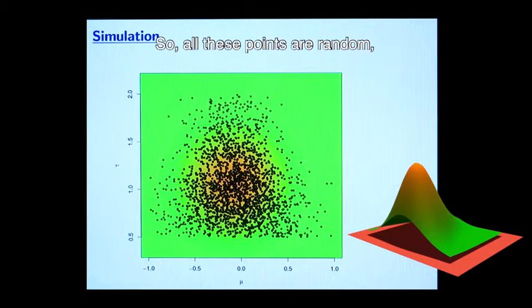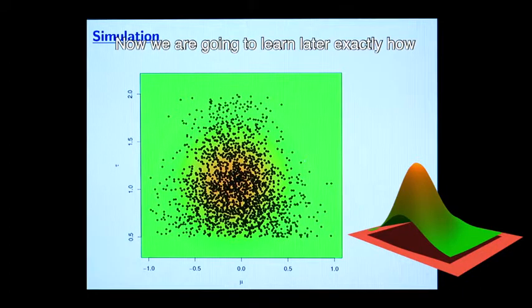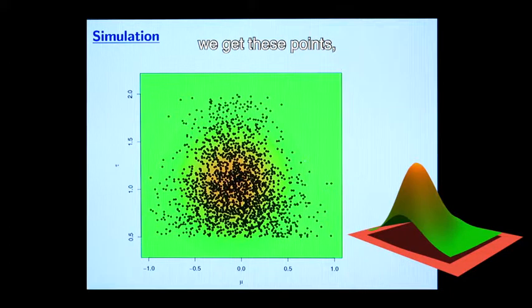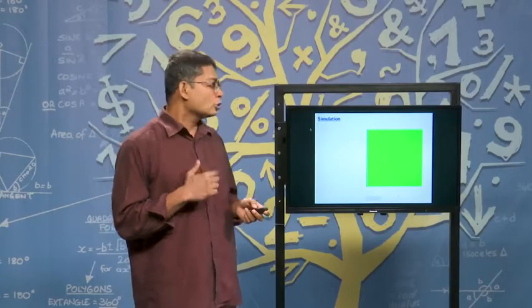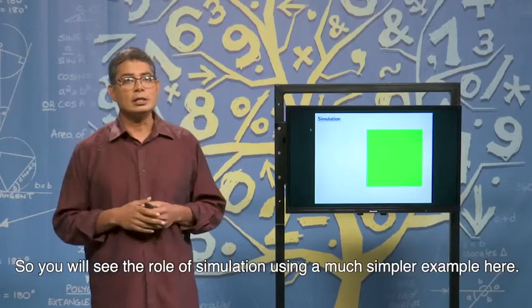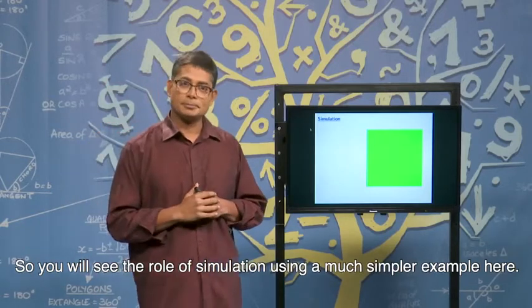So, all these points are random, but I have more chance of getting a point when the surface picks up and less chance of getting a point when the surface gradually falls off. Now, we are going to learn later exactly how we get these points, but let us first convince ourselves that if we can get these points, what is the main advantage. So, we will see the role of simulation using a much simpler example here.